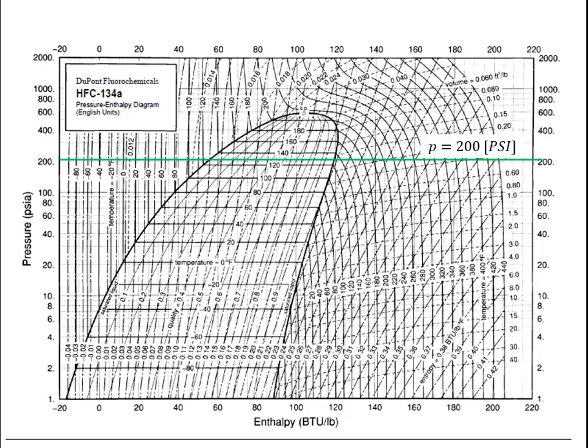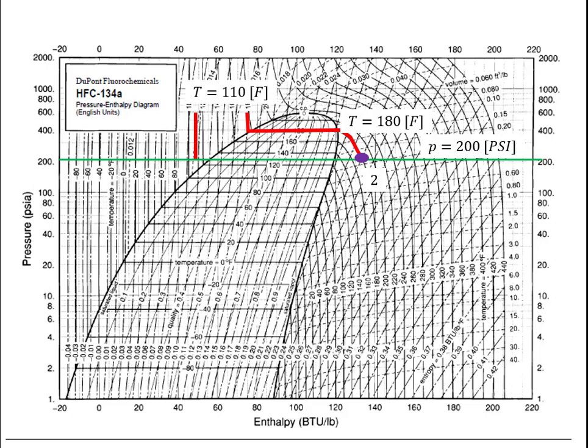I'm going to start by fixing state 2. In state 2, I know that the pressure is 200 psi and that the temperature is 180 degrees Fahrenheit. I draw both of these lines on my graph, I see where they intersect, and I put my state point there. This is the real exit of the compressor.